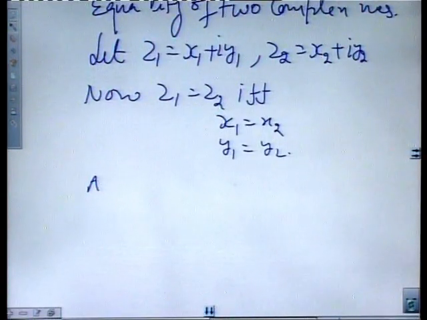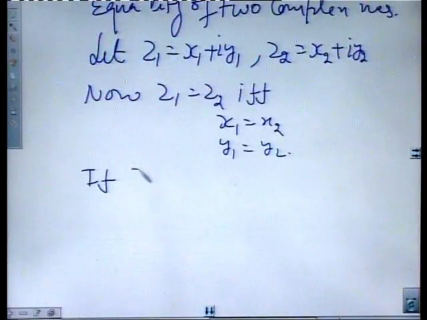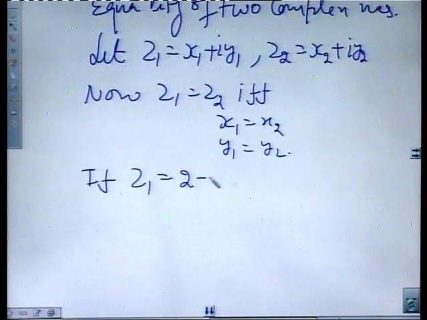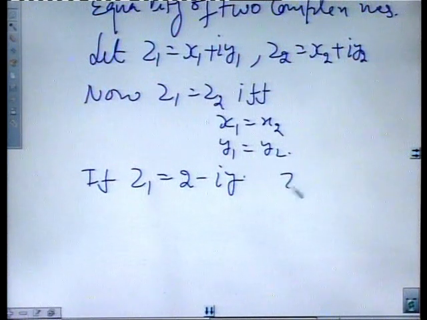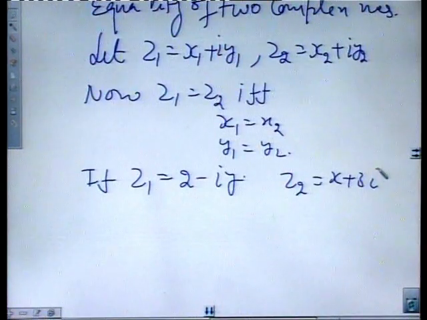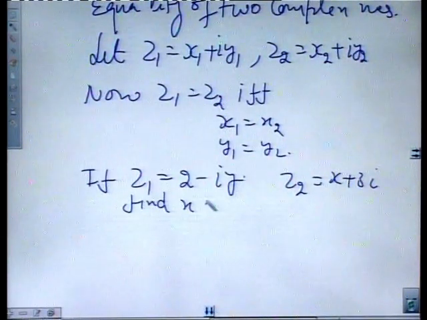First, we solve a problem using equality of two complex numbers. If Z1 is equal to 2 minus iota y and Z2 is equal to x plus 3 iota, then find the value of x and y.